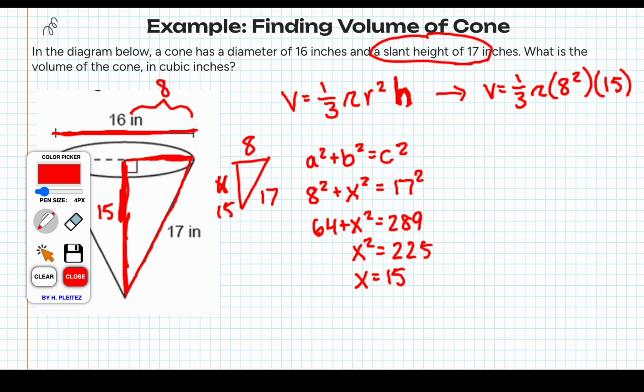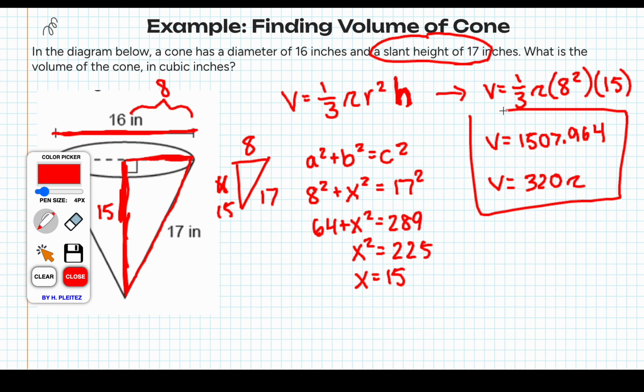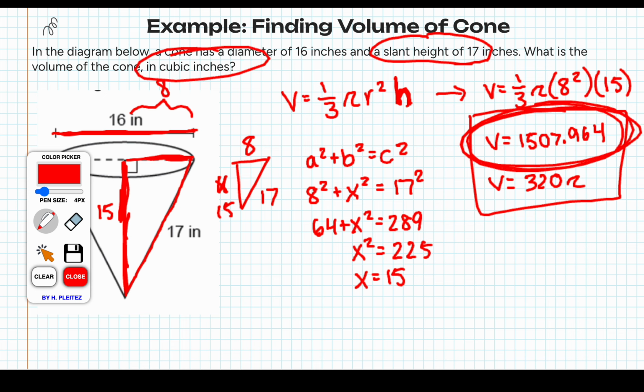It doesn't tell us what to round to, so we're just going to do both. If we plugged it all into our calculator, we would get 1507.964. But in terms of pi, it would be 320 pi. So if it doesn't specify, you could do both, or usually it will specify. Oh, it actually does tell us. It tells us in cubic inches, so you're going to have to use this answer right here: 1507.964 inches cubed.